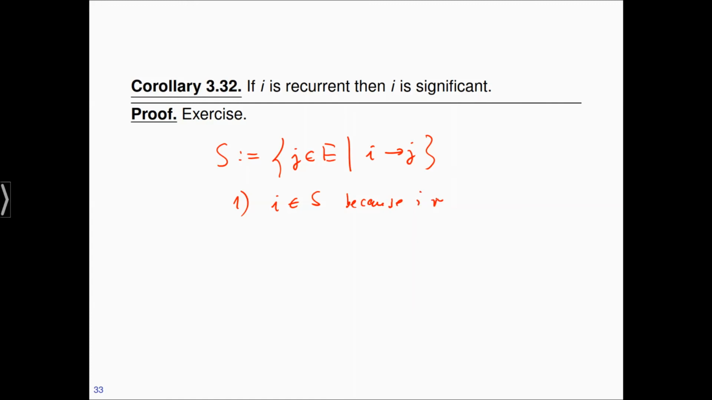Recurrent means that I'm able to get from i to itself. There is a way from i to i. So if I start at i, eventually I'll be back at i. So there has to be a way from i to i. Okay, so this says that i is in S. And secondly, S is a communicating class.